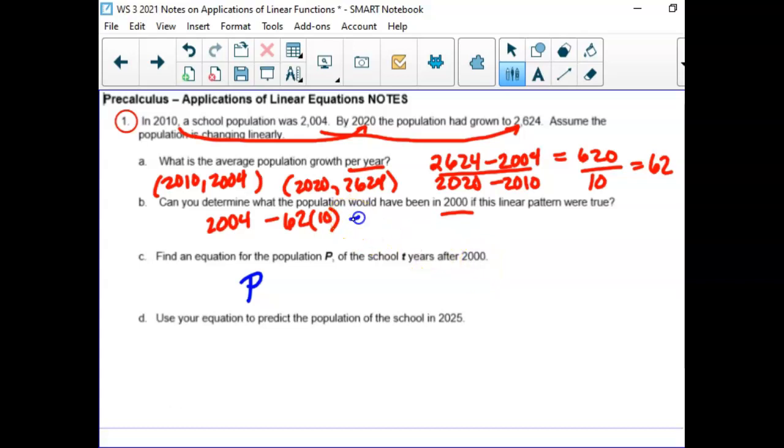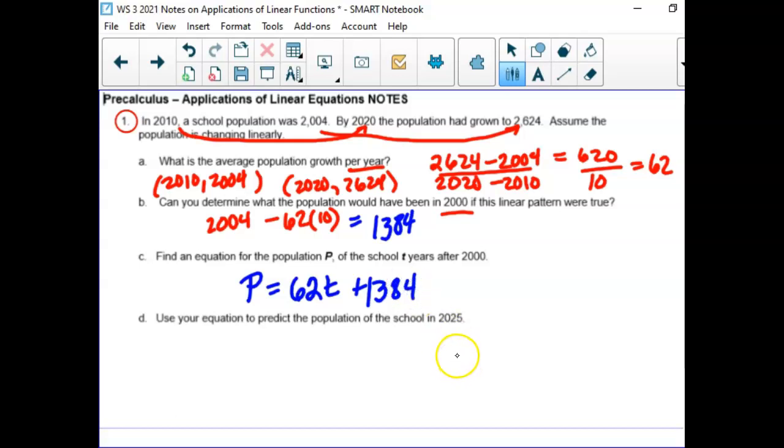So what did this come out, guys? Somebody did this, yes? 1,030. Did anybody else get that answer? Okay. So we can write the equation right now. The population is growing at 62 per year, starting with 1384.